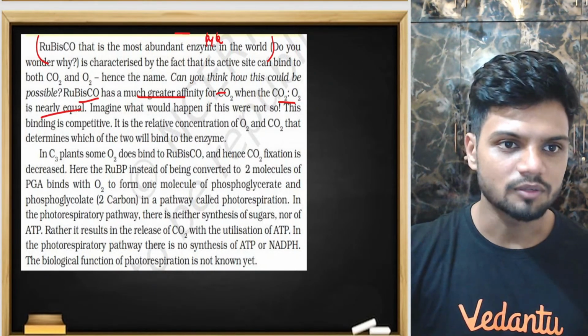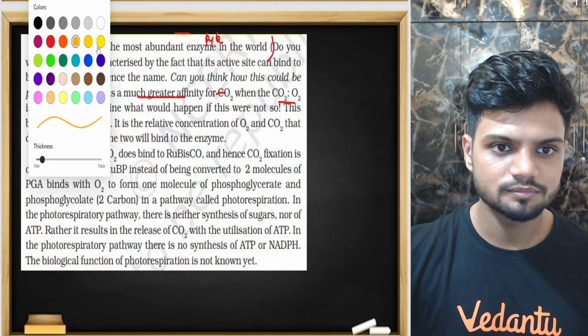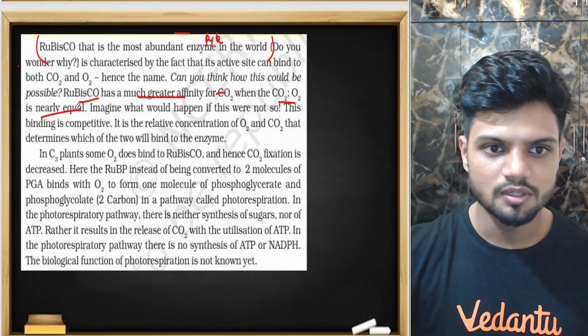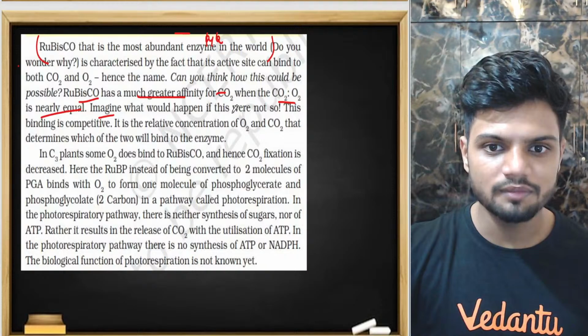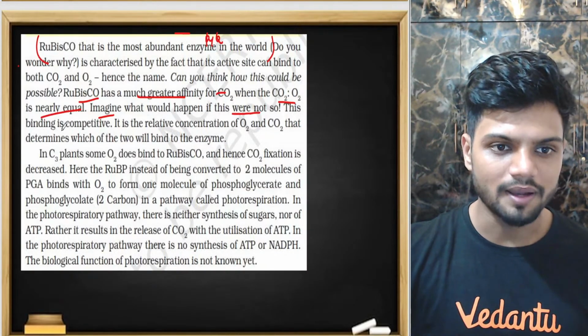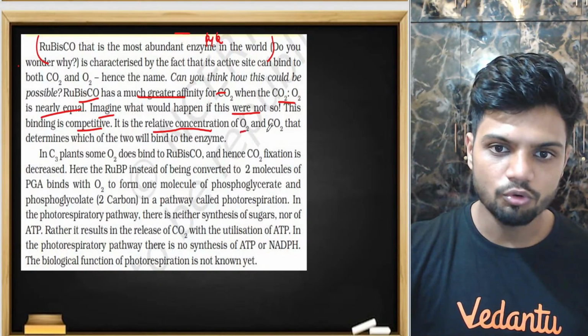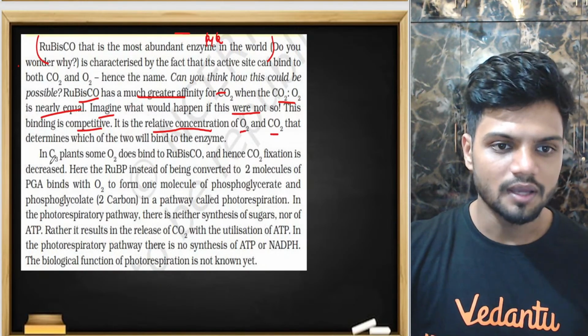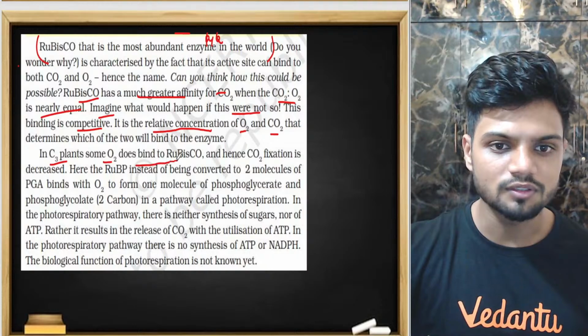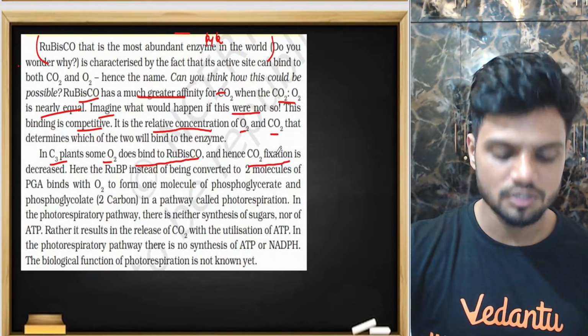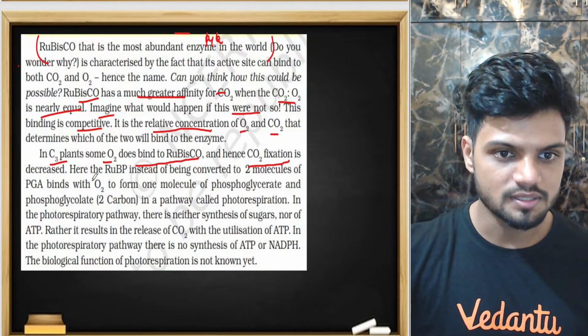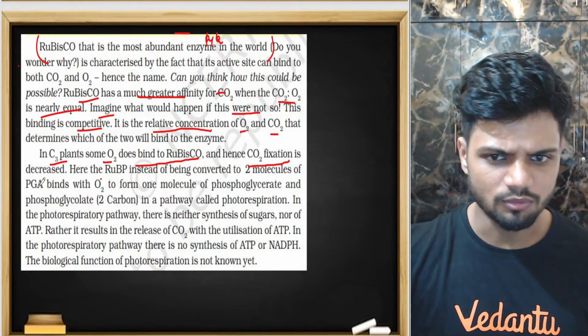Okay, now where were we? See here. Imagine what would happen if it was not so. This binding is competitive. It is the relative concentration of O2 and CO2 that determines it. In C3 plants, some O2 binds with Rubisco, hence its CO2 fixation is decreased. The same thing they're telling here.